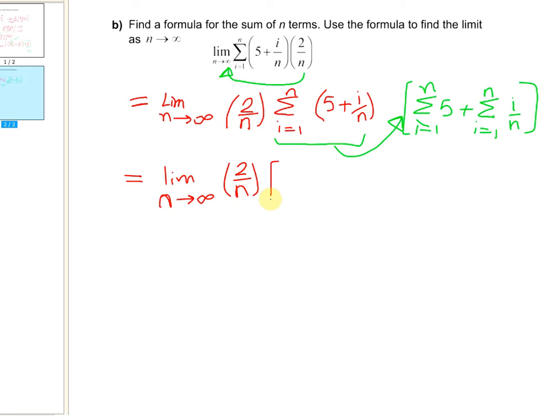Do you remember what is the sigma of 5 from i equals 1 to n? 5 is a constant. So just multiply 5 by n. So it will be 5n. I want to show you something also. What about this sigma i over n? n is constant. We can take it outside. So this part could be written as 1 over n sigma i from i equals 1 to n.